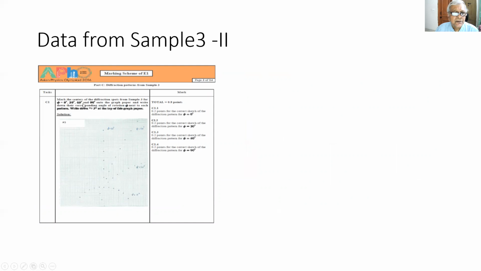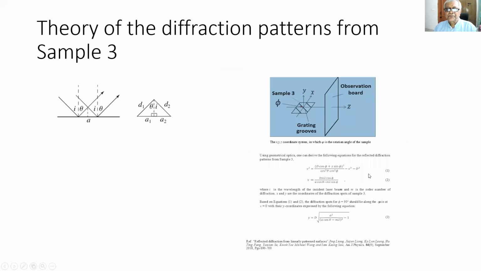The task, with the data from sample 3, is to mark the centers of the diffraction spots from sample 3 for phi equal to 0 onto the graph paper and write down the corresponding angle of rotation phi next to each. So here it is written down: phi equal to 90 degrees, phi equal to 60 degrees, 30 degrees, and 0 degrees. The theory of the diffraction patterns from sample 3.